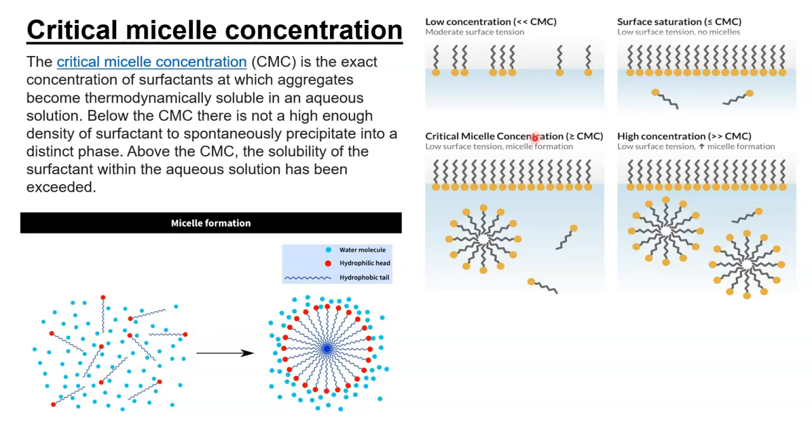On further increasing the concentration of surfactant, or on reaching the CMC, that is the critical micelle concentration, micelles are going to form and surface tension will decrease. On further increasing the concentration, that means greater than the CMC, the micelle formation will increase and hence it starts forming aggregates and starts getting precipitated out, and the surface tension will also get lowered.